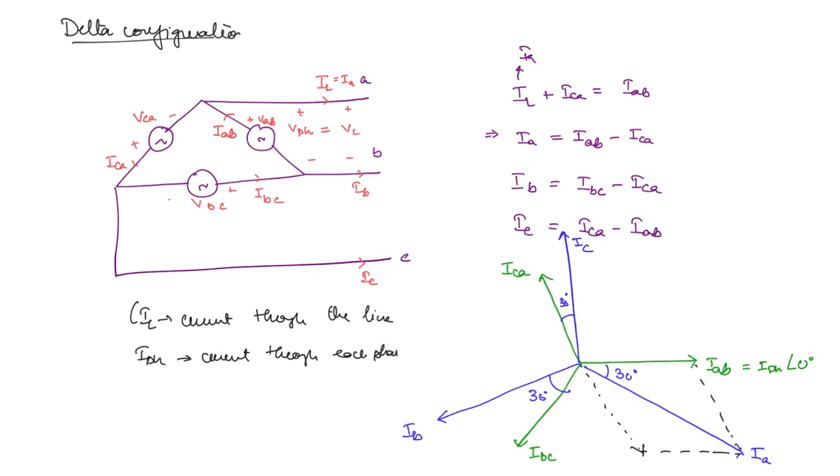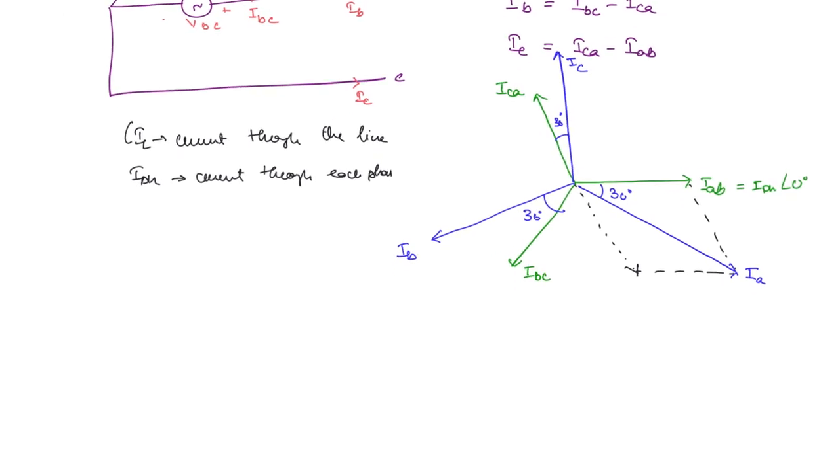In order to see the magnitude, you can write in terms of the phasors. What is IA? IAB minus ICA. IAB is I phase angle 0 degrees minus ICA, which is I phase angle 120 degrees. If you calculate, you're going to get root 3 times I phase angle minus 30 degrees. So the line current magnitude is equal to root 3 times the phase current value.